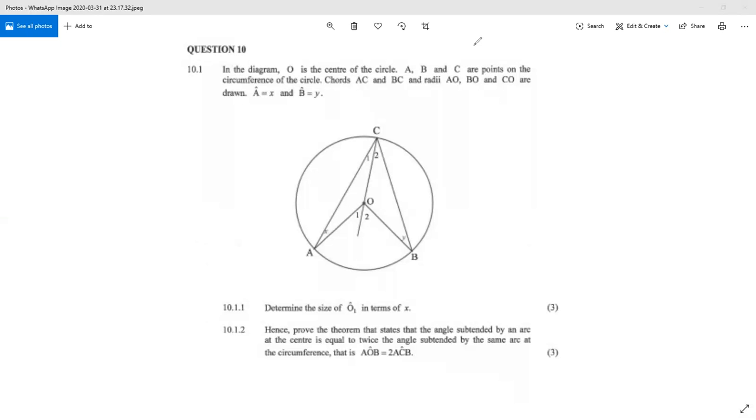Okay, guys, here is another question from a past paper, and we are on Euclidean geometry.